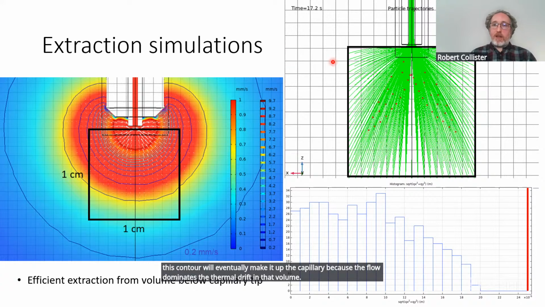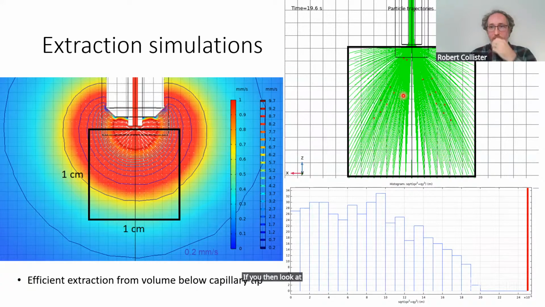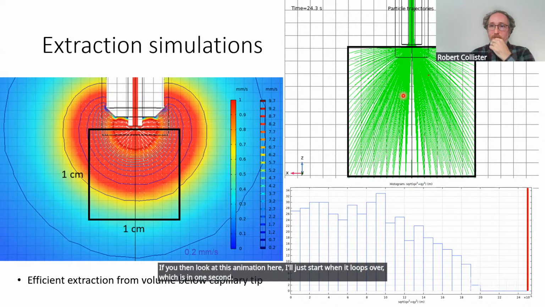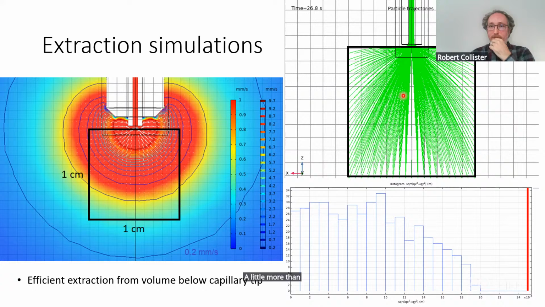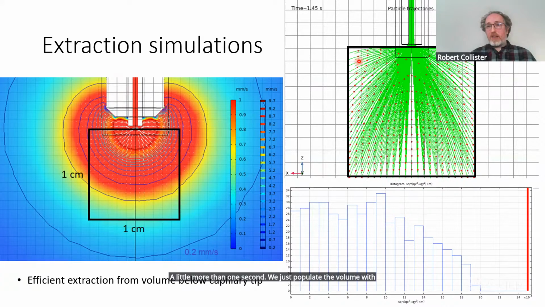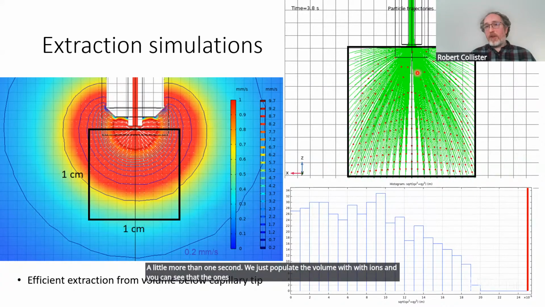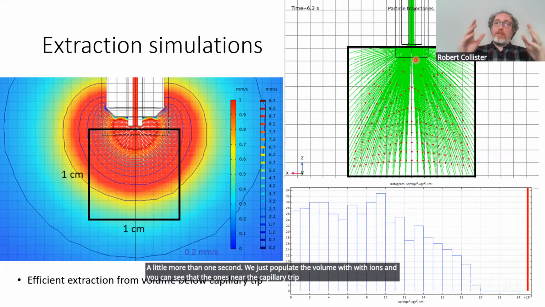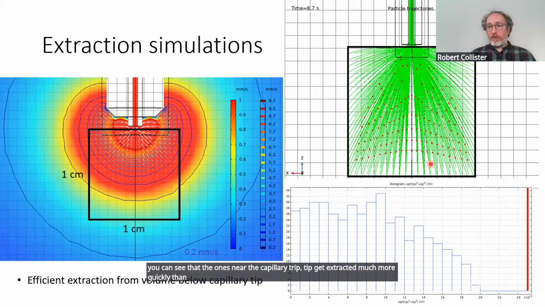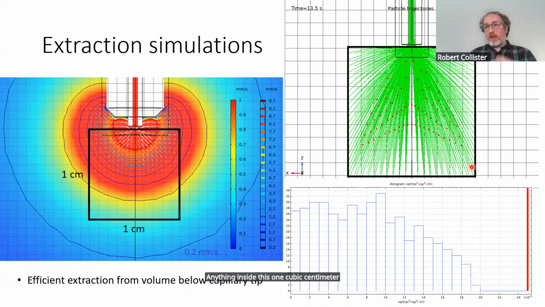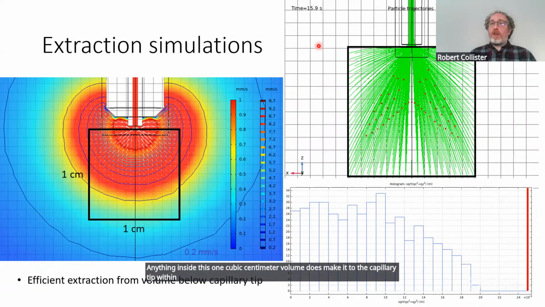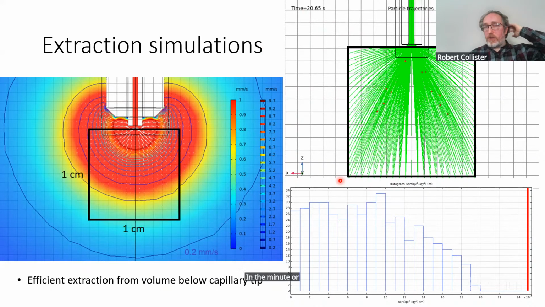If you then look at this animation here, I'll just start when it loops over, which is in a little more than 1 second. We just populate the volume with ions, and you can see that the ones near the capillary tip get extracted much more quickly than the ones that start further out. Anything inside this 1 cubic centimeter volume does make it to the capillary tip within 30 seconds, but things outside that would take even longer, in the minute or couple minute range.